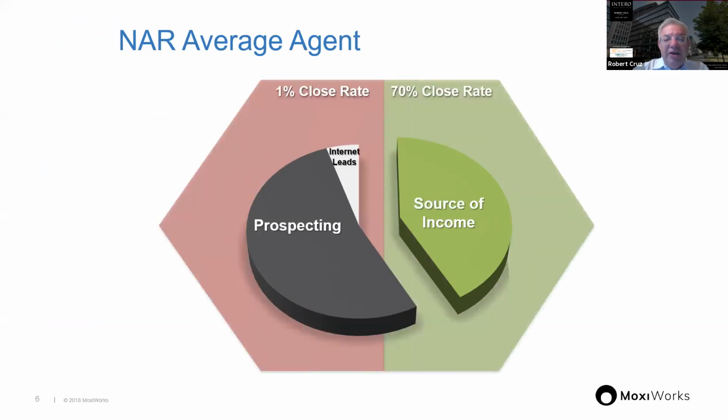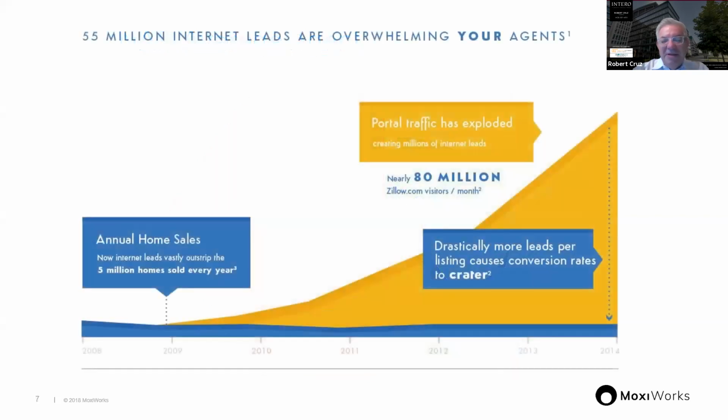The ones on the left, internet leads and prospecting, have about a 1% close rate on average. The ones on the right have a 70% close rate on average. And you can imagine which one we want you to use. And it's the one on the right. And your database allows you to do that.